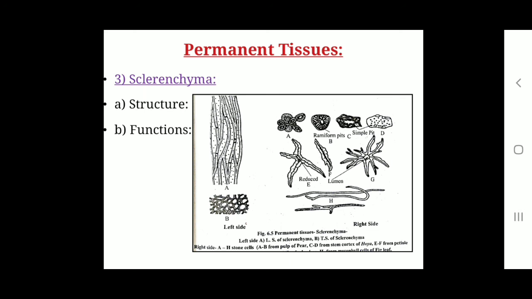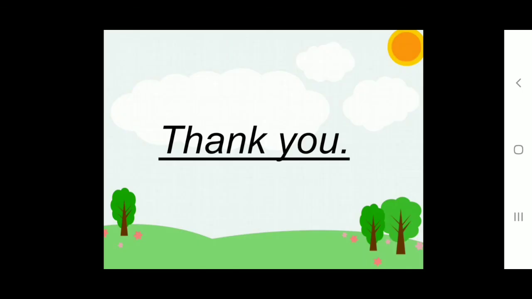Then functions. The main function of sclerenchyma is to give mechanical strength and support to the organs. The sclerenchyma can withstand strains and stresses like flexion, compression, and longitudinal pull in cylindrical bodies and shearing stresses in leaves.